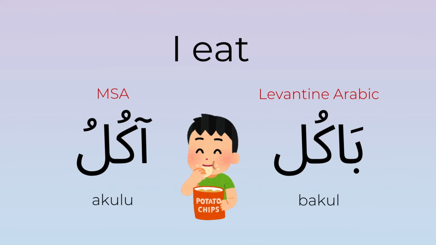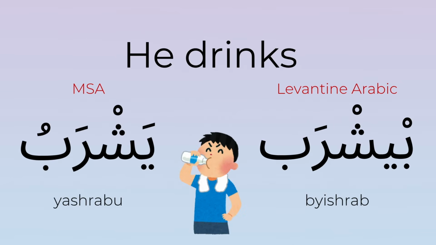First up, we have I eat. In MSA, this is akulu. In Levantine Arabic, it's bakul. So notice how in the Levantine Arabic version, we're adding the ba prefix. Now we have he drinks, and this one is conjugated in the third person masculine form. In MSA, it's yashrabu. In Levantine Arabic, it's bishrab. So again, there are some diacritics that are different here, and also in the Levantine Arabic version, we're adding that bi prefix to the front. So we have yashrabu versus bishrab.